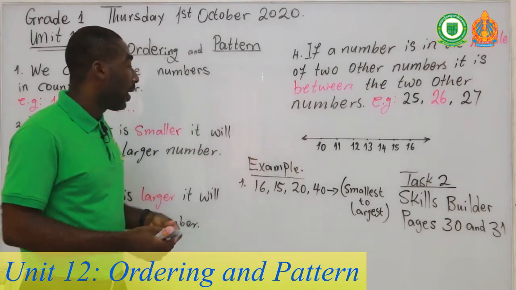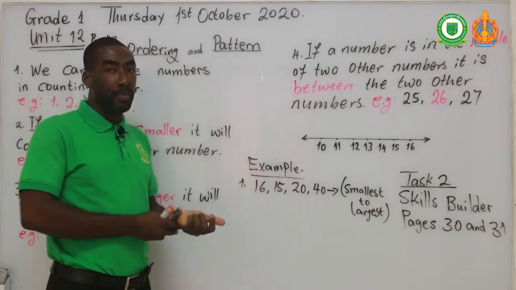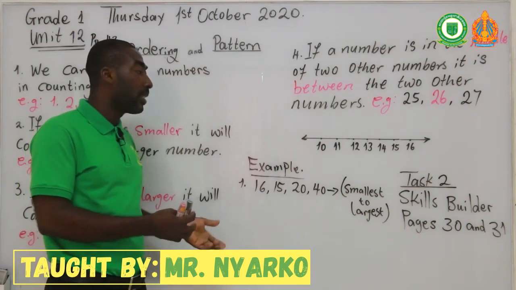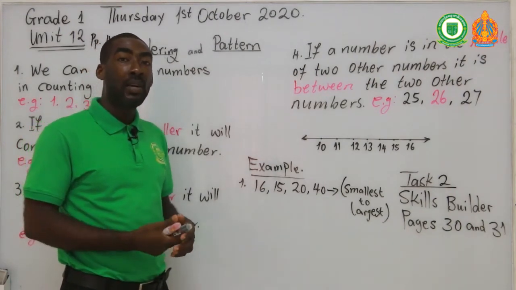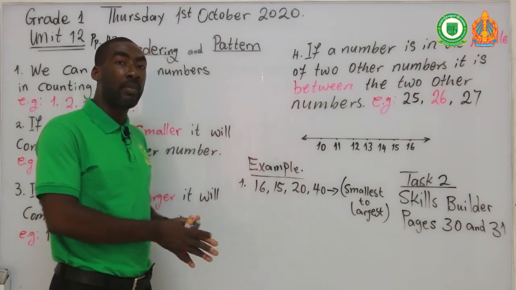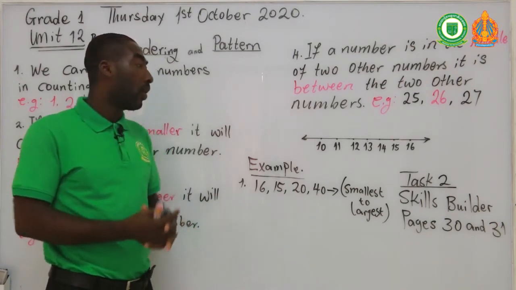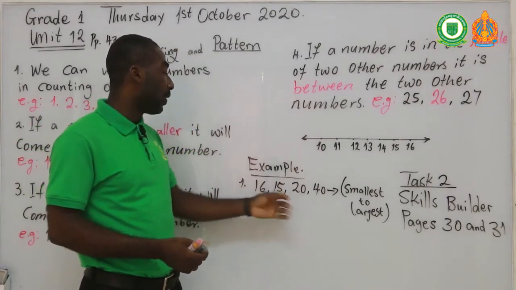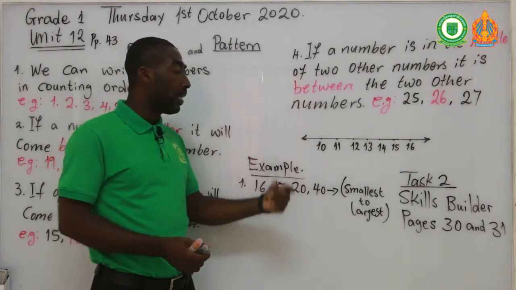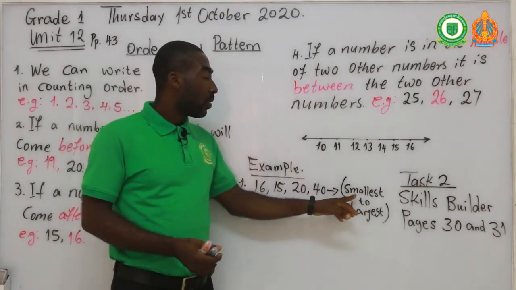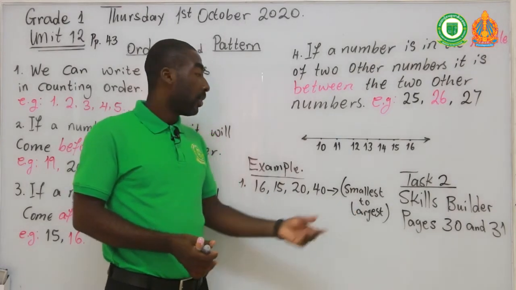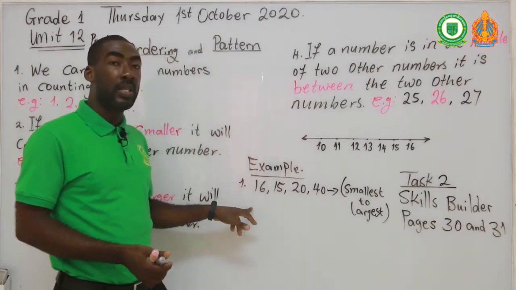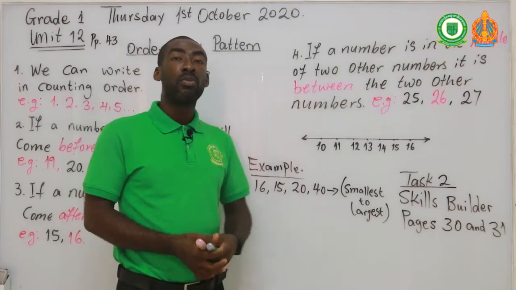So now if you have numbers that are mixed up and you have to put them in order, starting with either the smallest or starting with either the largest, how do you then do it? Because now you know what a smaller number is and you know what a larger number also is. Okay, so example, if you have these numbers, we have 16, 15, 20 and 40. We are supposed to order them smallest to largest. So once you see smallest to largest, it means that you have to arrange this and you start with the smallest and then you get to the largest.